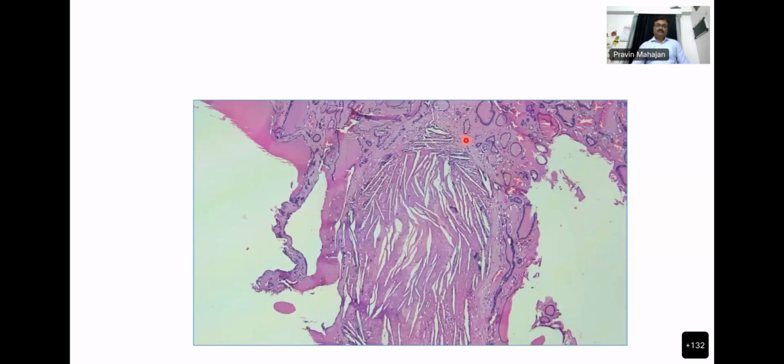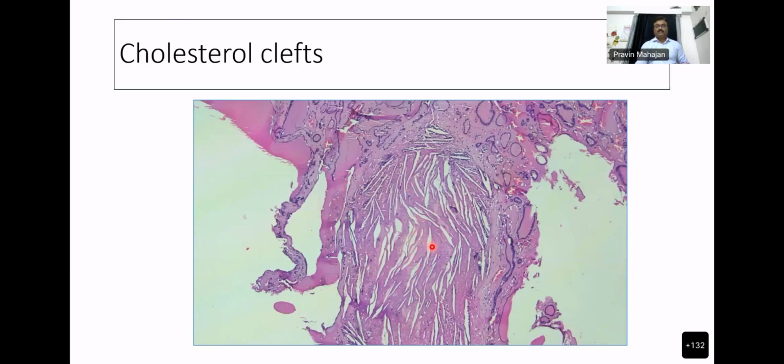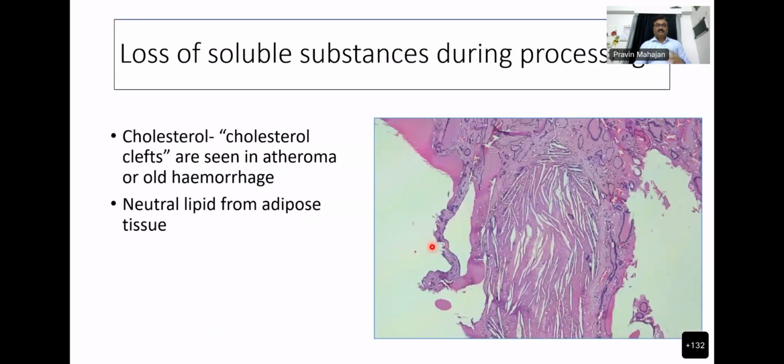Now this is a thyroid tissue, in which you can see these needle-like spaces. These are what are called cholesterol clefts. These are usually formed around areas of hemorrhage, or where there is a lot of inflammation. What happens is that the cells break down and they start to form the cholesterol clefts. These cholesterol clefts get washed out during processing, and you see these empty needle-like spaces. The best example of a loss of soluble substance here is the cholesterol which has got lost during the processing.